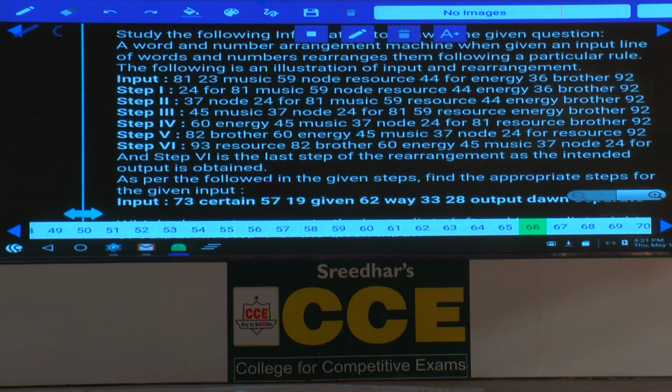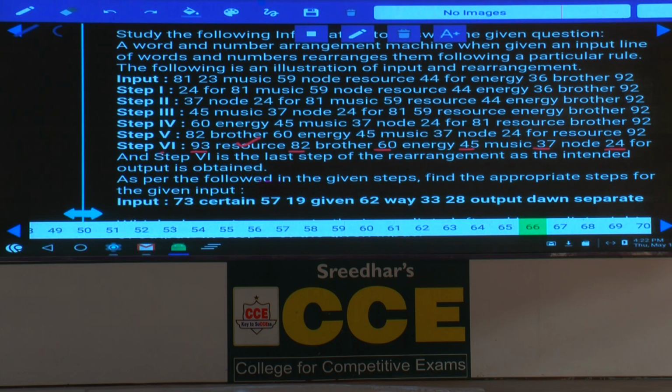Now the output is step 6. In total we have 6 words and 6 numbers, in total 12 elements. 6 steps are there. That means in each step exactly 2 elements are arranged. Then coming to these numbers here, 93, 82, 60, 45, 37, 24. That means all the numbers are arranged in the descending order, followed by the words, resource. Next one.